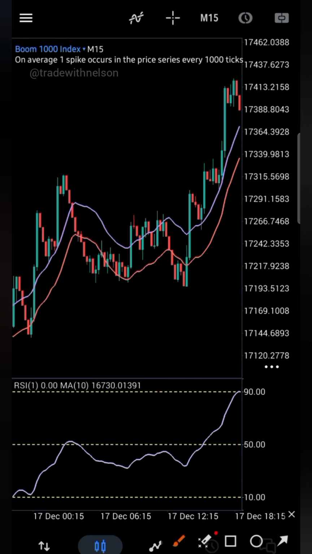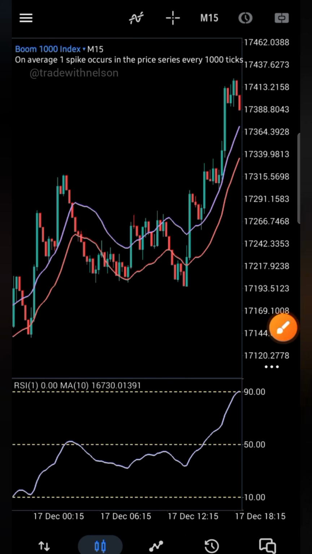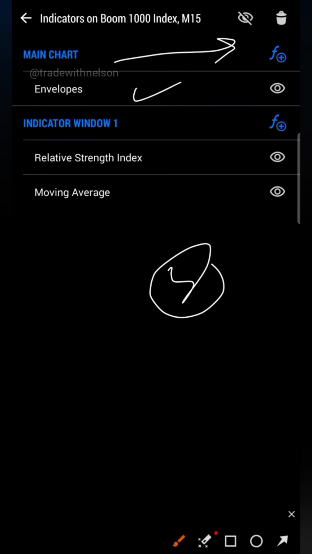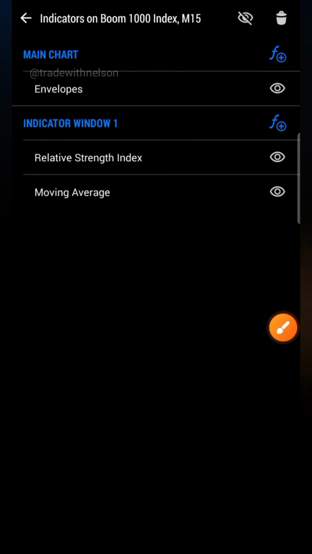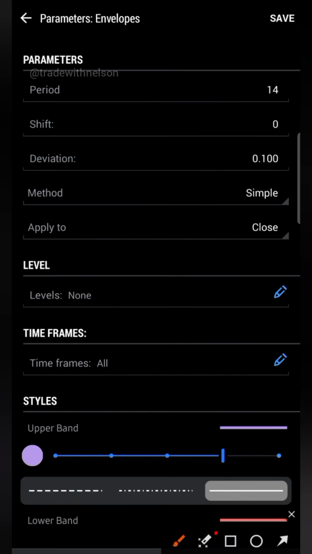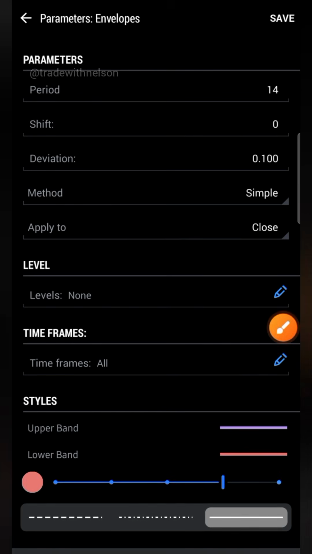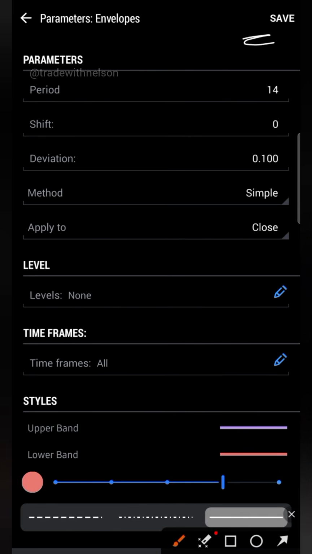So to set up our chart, click on this indicator icon over here. As you can see, I have 3 indicators. To select the envelopes, click on the F icon on the main chart and search for your envelopes. Make the period 14, shift 0, deviation 0.1. For the method, make it simple, apply to close. For the style, make the upper band a color of your choice, the lower band a color of your choice, make it 4 pixel. After that, you click on save.